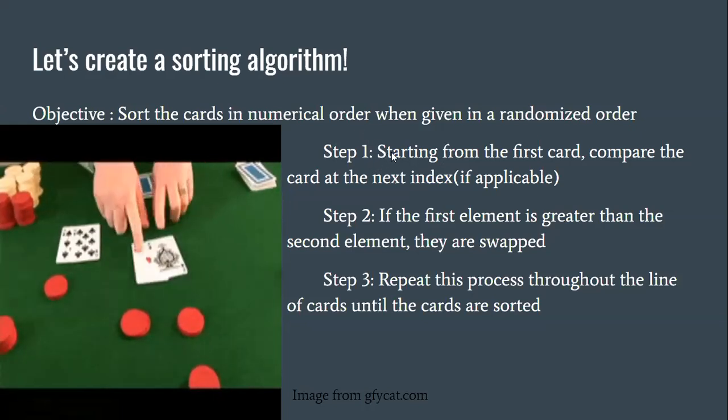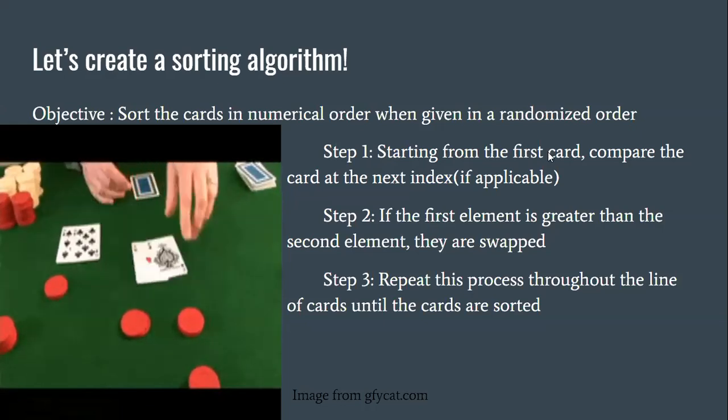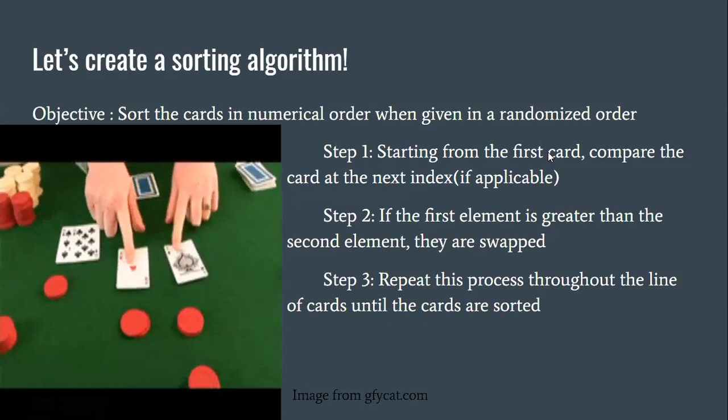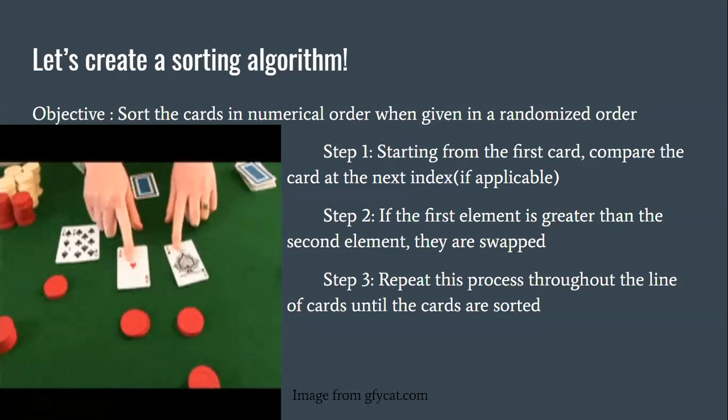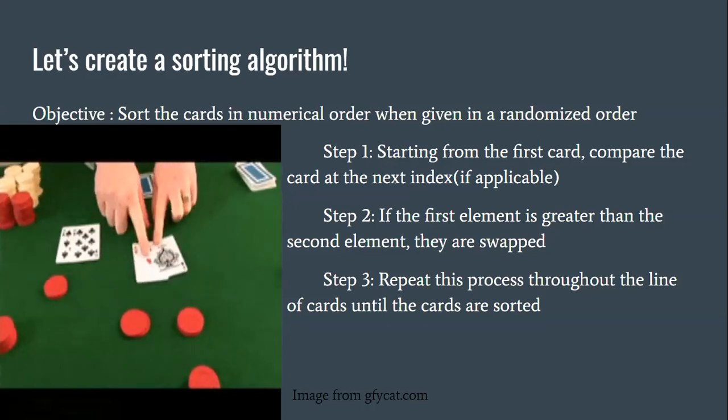Step 1, starting from the first card, compare the card at the next index. So we'll just compare the card to the right of it, if applicable. And then step 2, if the first element is greater than the second element, they're swapped. So basically, if the value of the first card is greater than the second card, they're swapped. And step 3 is the recursive call, which repeats this process throughout the line of cards. So let's visualize this.